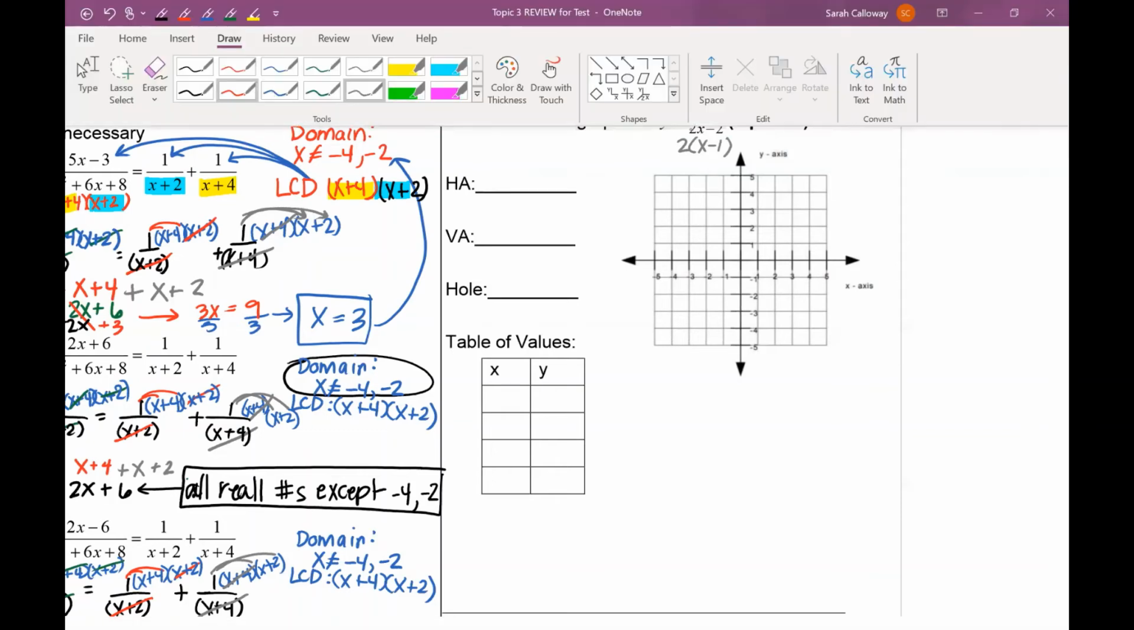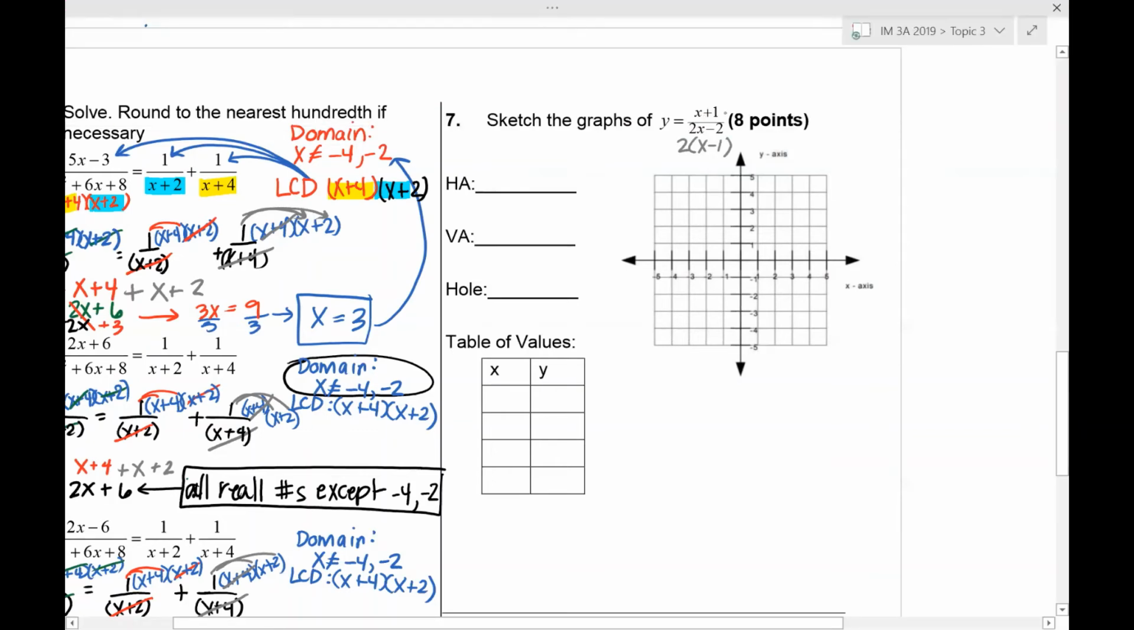And so remember the rules of the horizontal asymptote is I'm looking at the degree. So these are both linear functions, x plus 1 and 2x minus 2. Since they're linear, they have the same degree. So that means I'm going to take the ratio of the leading coefficients. The coefficient on x in the numerator is 1. The coefficient on x in the denominator is 2. So that means that our horizontal asymptote is y equals 1/2. So let's draw that line in at 1/2.